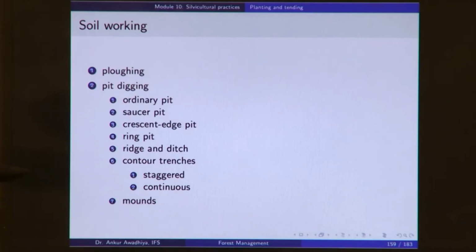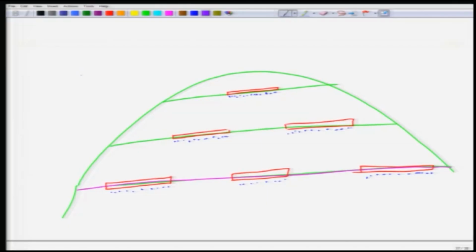Another option is to have mounds. Now, mounds are preferred in those areas that have an excess amount of water. So, what do we do in a mound? In the case of a mound, you will be digging a pit, but the soil that is coming out of this pit, you will put it like this, and later on you will plant your plant here.